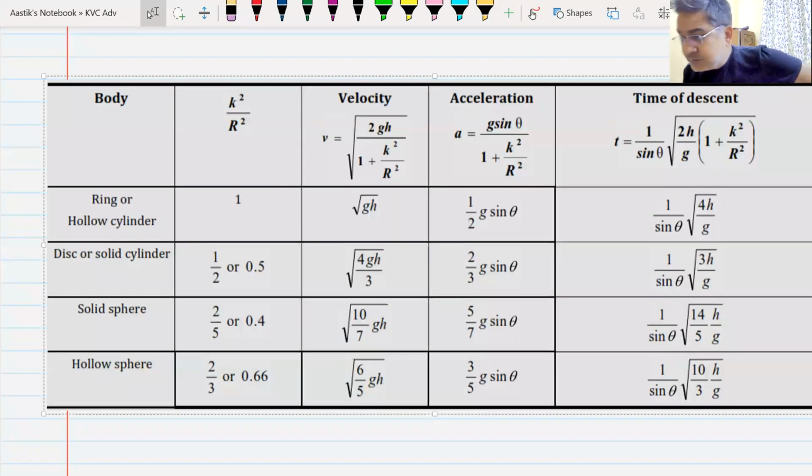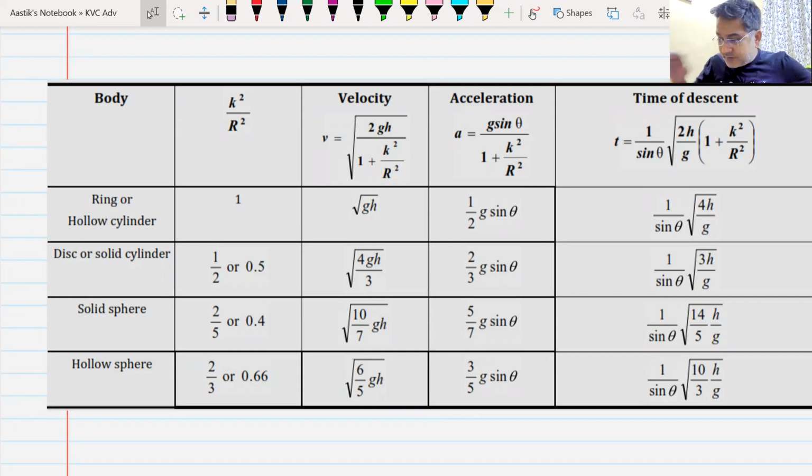This is again different bodies, their k square by r square values and the values of acceleration, velocity, time of descent. You can also make one column for frictional force, which is not normally asked, but you can make the column and keep them in your safe deposit. I'll give you 2 minutes to do this.